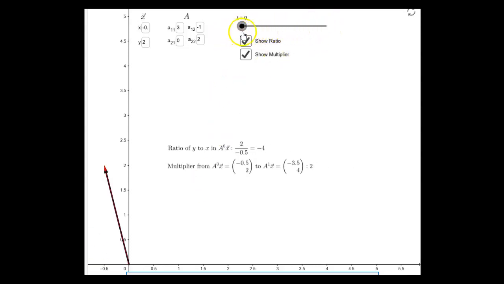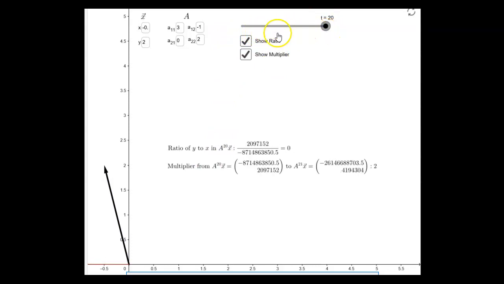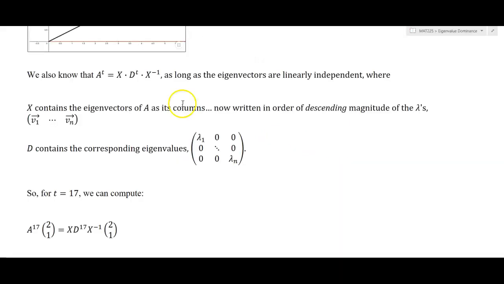We can see again that thing rotates in the direction of the dominant eigenvector with a scalar multiplier of about, right now it's about 2, but that's only because my power is not large enough. If I made this slider go up to 100, we would see that the relationship between A to the 100th times x naught and A to the 101st times x naught would be a multiplier of 3 there. So let's go ahead and explore mathematically why this happens.